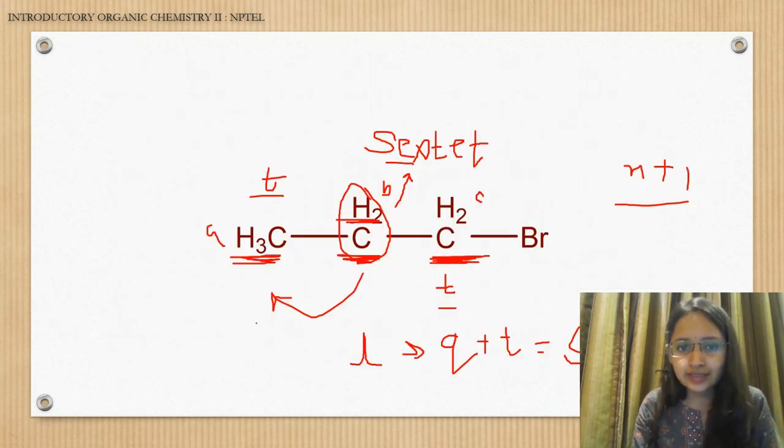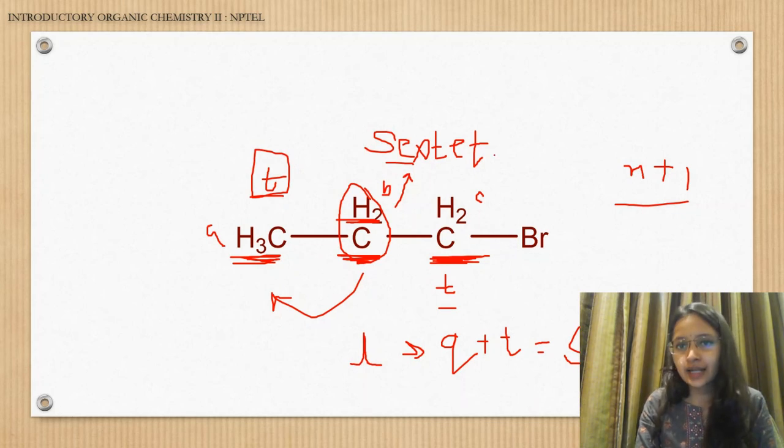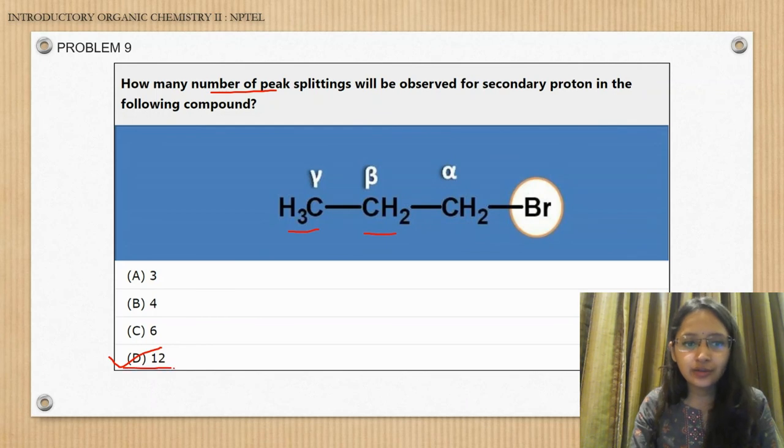See what happens. The number of peak splitting: you are getting a triplet, that is 3. A sextet, that is 6. And a triplet again for the Hc proton, that is 3. So 3 plus 3 plus 6 will get you an answer of 12. So the correct answer will be 12. I hope it is clear.